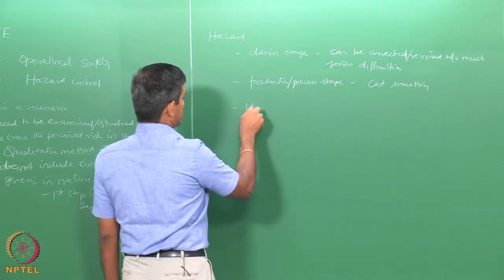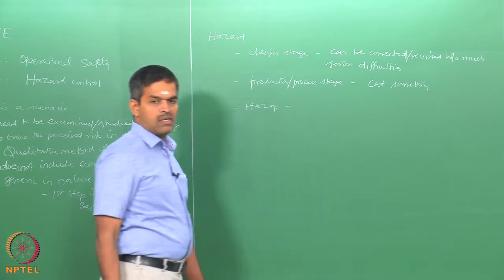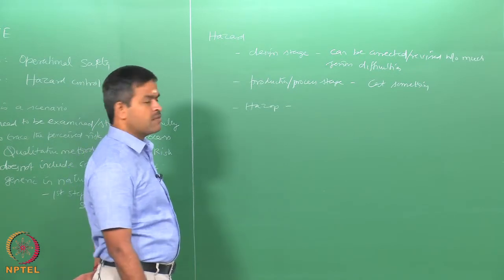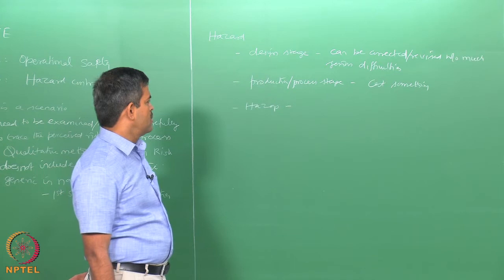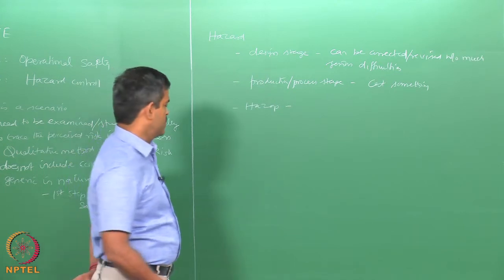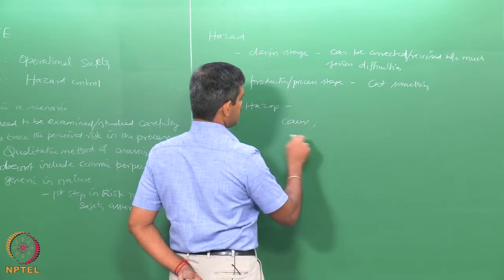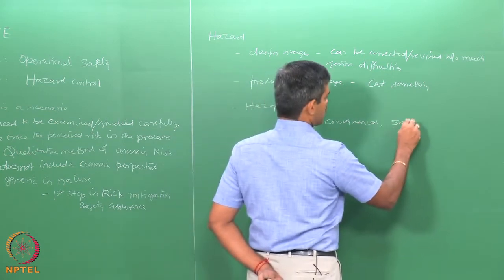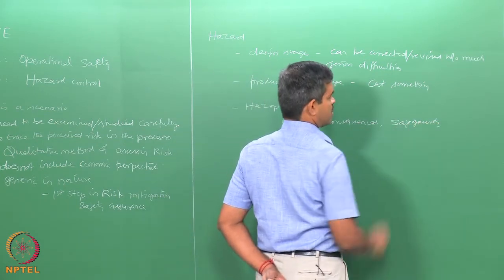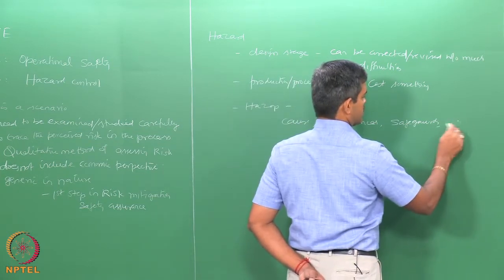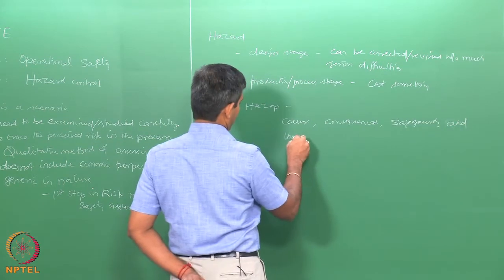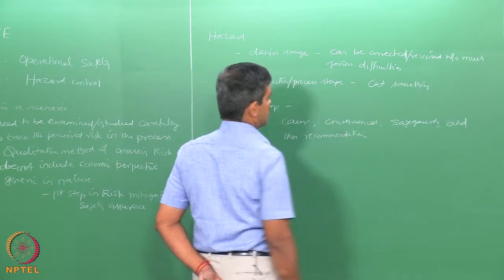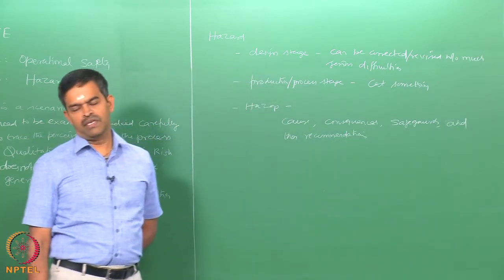HAZOP is one of the very interesting methods by which we can always find out the deviations occurring in the process flow line because of the presence of hazard scenarios. So, HAZOP thoroughly analyzes the cause and the consequence arising from such hazard scenarios. It accounts for the safeguards present in the system, then it gives recommendations towards risk control or risk mitigation.